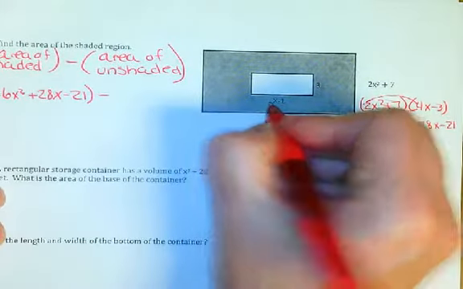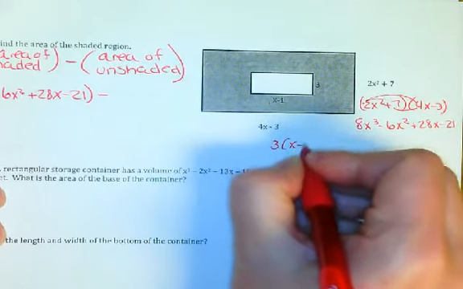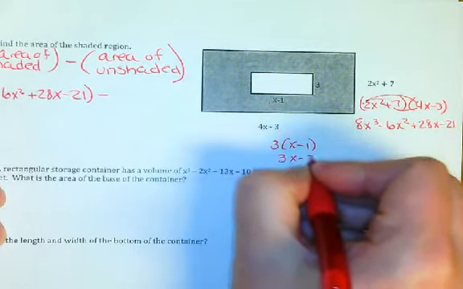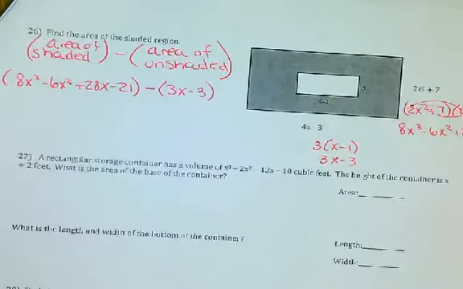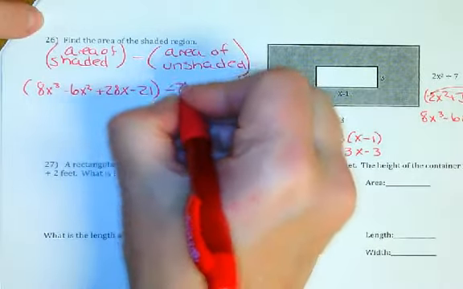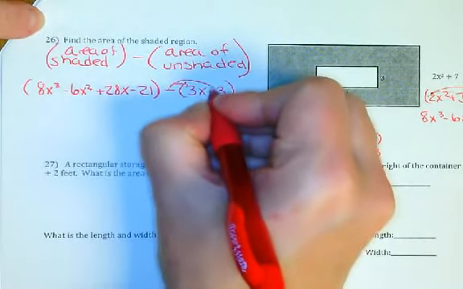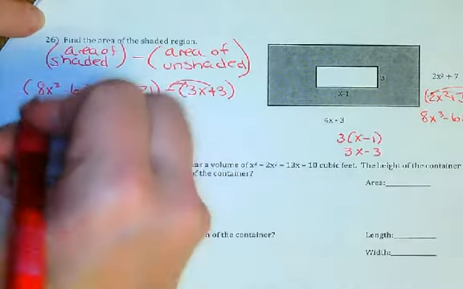My unshaded would be these two, so I would do 3 times x minus 1, which just gives me 3x minus 3. So 3x minus 3. And again, you have to make sure you distribute that negative. Number one mistake. So this minus will become a plus, and then I'm just going to combine like terms.